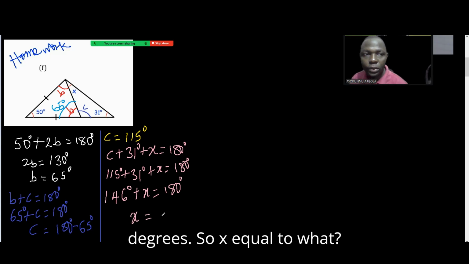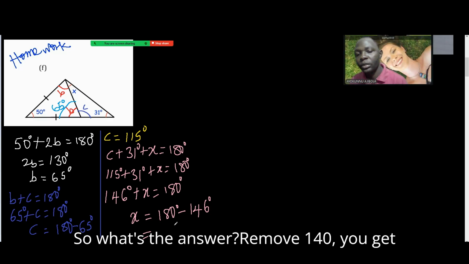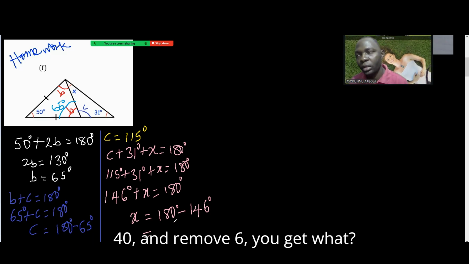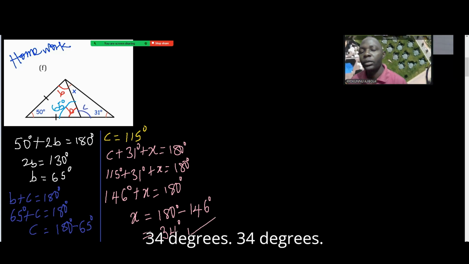So X equal to what? 180 degrees minus 146. So what's the answer? Remove 140, you get 40, and remove 6, you get what? 34 degrees.